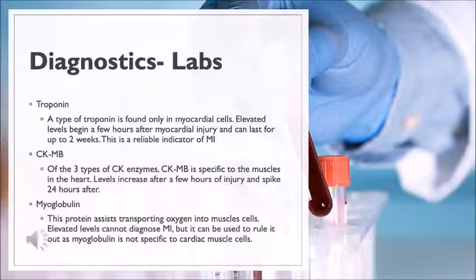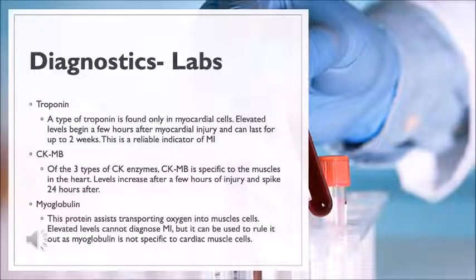Another diagnostic tool is using lab values. Examining levels of proteins and enzymes in the patient's blood can assist in diagnosing myocardial infarction. The first value is troponin. A specific type of troponin is only found in myocardial cells. Elevated levels begin a few hours after myocardial injury and can last for up to 2 weeks. This is a reliable indicator of myocardial infarction.